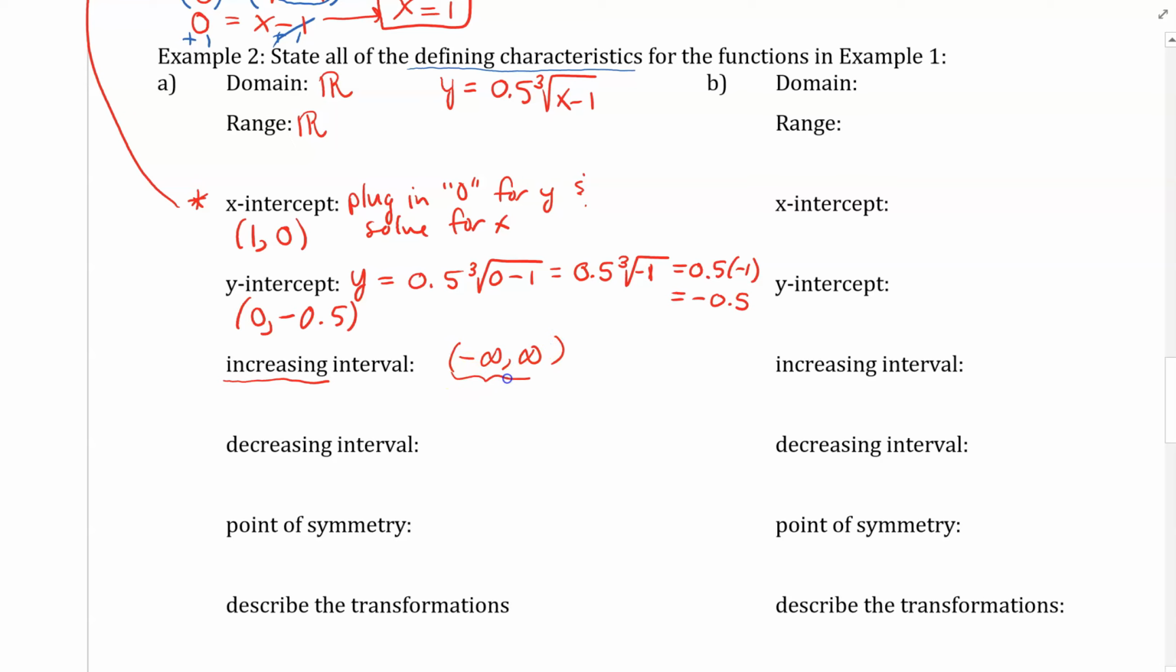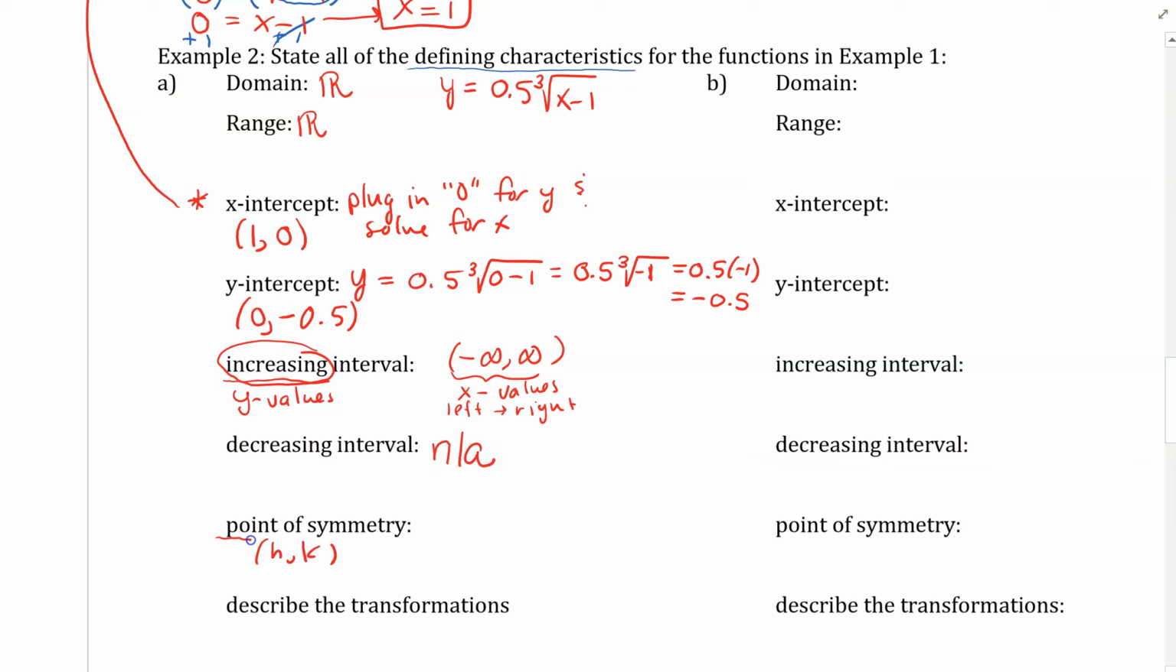So remember, these are referring to the x values on the x-axis from left to right, but it's describing the area on the graph where y values are increasing. So the interval is negative infinity to infinity, and it goes under the increasing interval spot. And because the graph increases all the time, it never decreases, so that's not applicable.